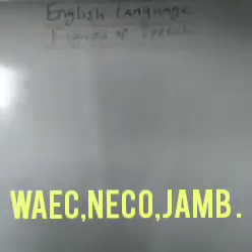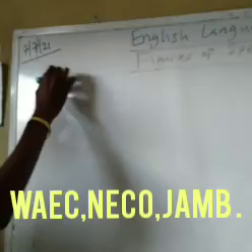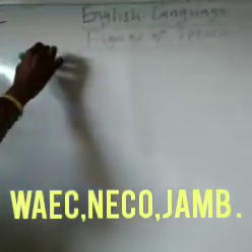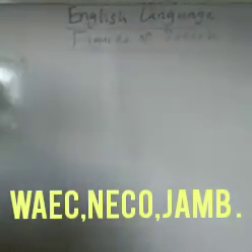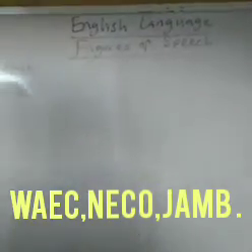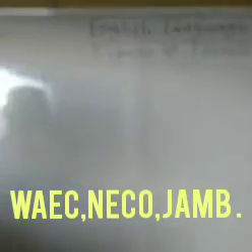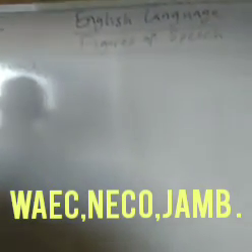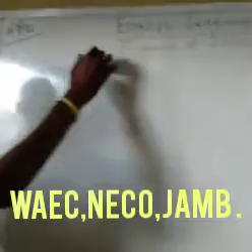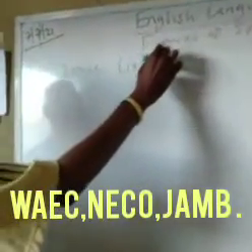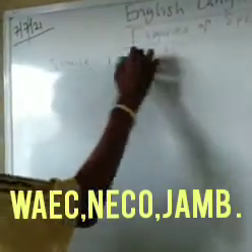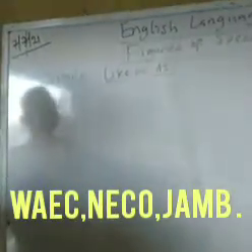Now, what are the examples of figures of speech that we can have? We can have simile. Simile is a very important figure of speech. It is the first and foremost figure of speech every person should know in English. What does it mean? It is a form of comparison between two things, using like or as. You're comparing two things, you have to use like or as.